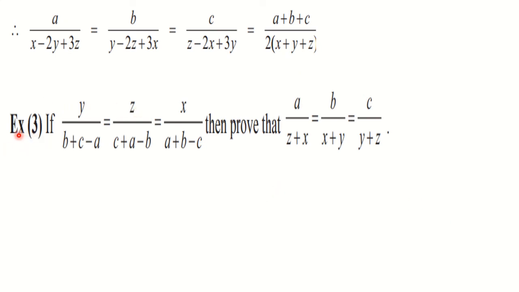Solved example. If y upon b plus c minus a is equal to z upon c plus a minus b is equal to x upon a plus b minus c, then prove that a upon z plus x is equal to b upon x plus y is equal to c upon y plus z. Okay. Once again, as I have said, observe what is given to you and what you need to find. So when you observe these two things, what you will find is the variables x, y, z.